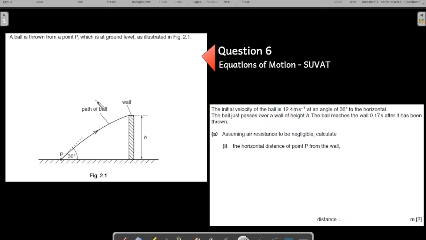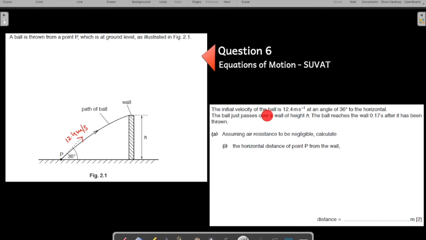Right, so let us understand what is happening here. A ball is thrown from a point P, which is at the ground level as illustrated in this figure here. Okay, so the initial velocity of the ball is given to you, 12.4 meters per second, at an angle of 36 degrees to the horizontal. So let us write down this information. Initial velocity is how much? 12.4 meters per second. It is at an angle of 36 degrees to the horizontal.